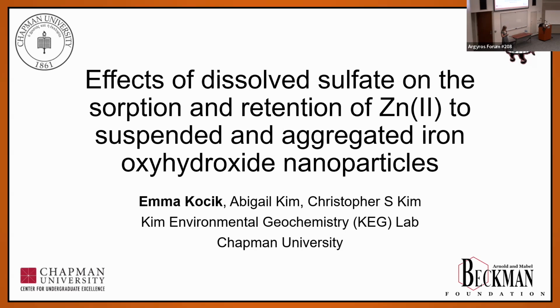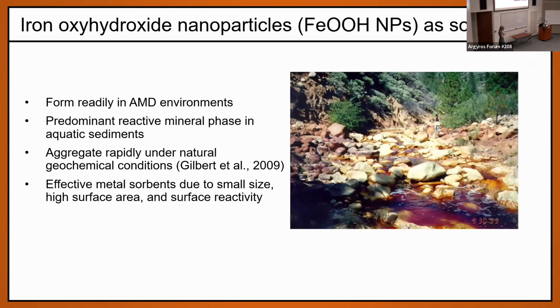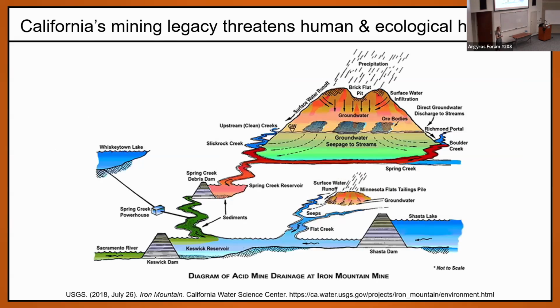So to begin, as you all are probably aware, California as a state was built on mining. We started with the gold rush, and although many of these mines are now shut down, we still face a lot of impacts from them. Here we have pictured the Iron Mountain Mine. It is located in Redding, California.